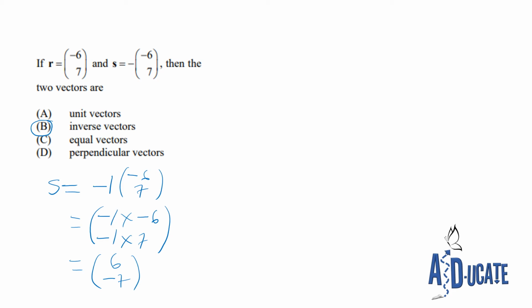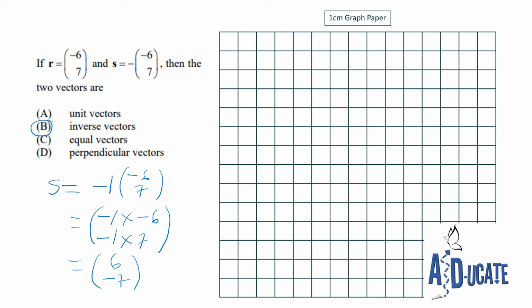So we can pull up a grid and we can also plot these vectors on our grid. So let me show you the x component of vector r and the y component. And look at the direction of our vector r. And let me now show the x component and the y component of vector s. And let us look at the direction of vector s.